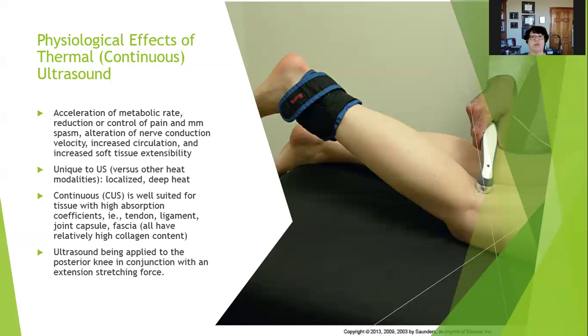Ultrasound being applied to the posterior knee in this picture in conjunction with an extension stretching force can help with soft tissue extensibility. So this person probably has a knee flexion contracture, and we are trying to stretch those tissues out in conjunction with doing ultrasound. So a lot of times doing two things at once can be super helpful. Whether they're doing an active stretch or, in this case, a passive stretch with weight and doing ultrasound at the same time, that can be helpful for improving soft tissue extensibility.